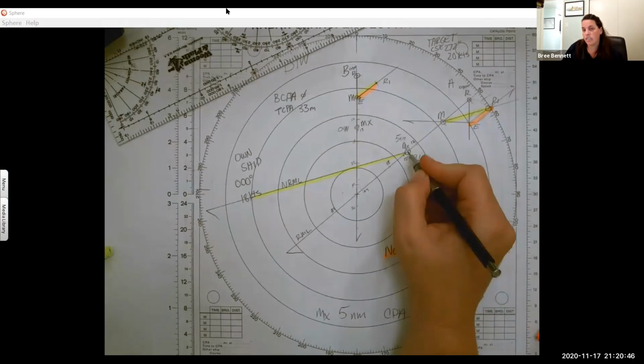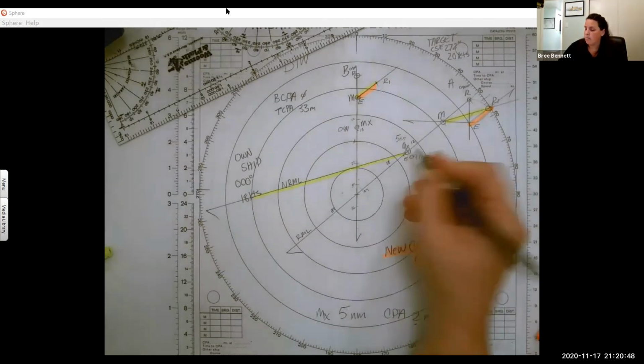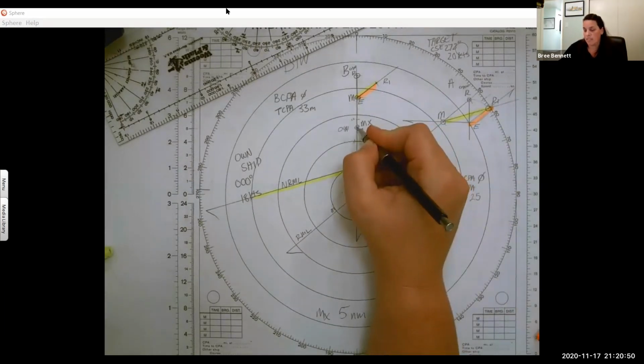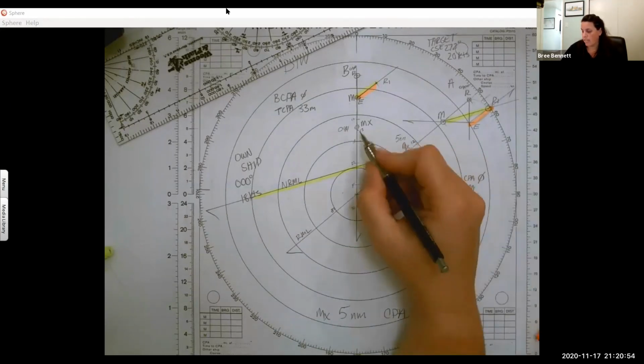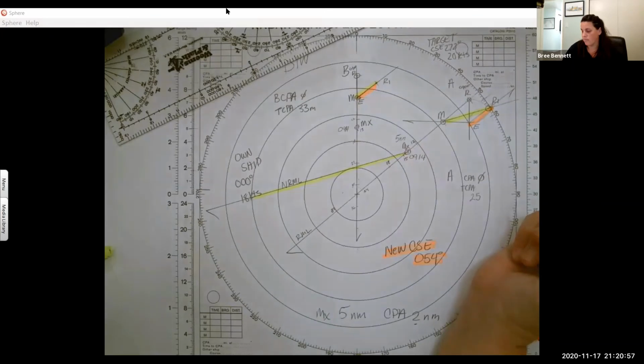So here it had to do with the 5 nautical miles, but here it had to do with the time because I maneuvered for this guy first before this guy got to the 5 nautical miles. Okay.